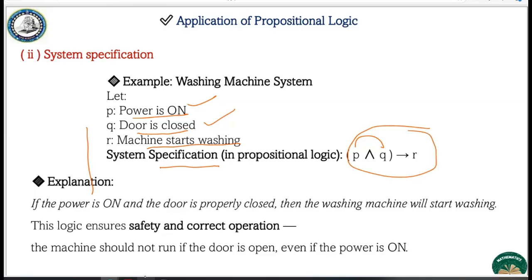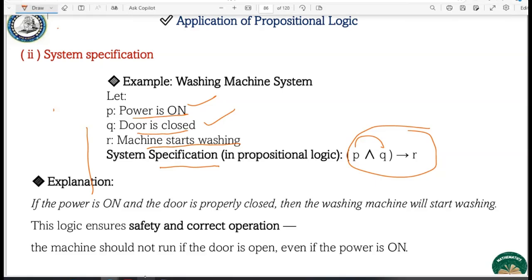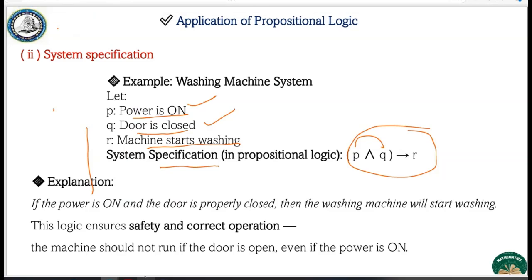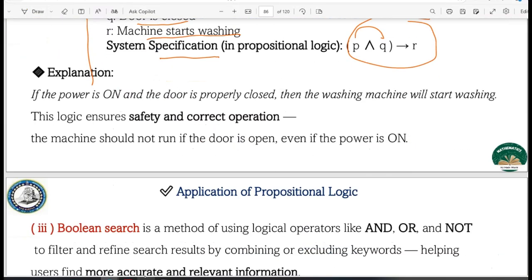So here it is safe and correct operation. The logic ensures safety and correct operation. The machine should not run if the door is open, even if the power is on. So these are some real life examples that we see in our daily life.